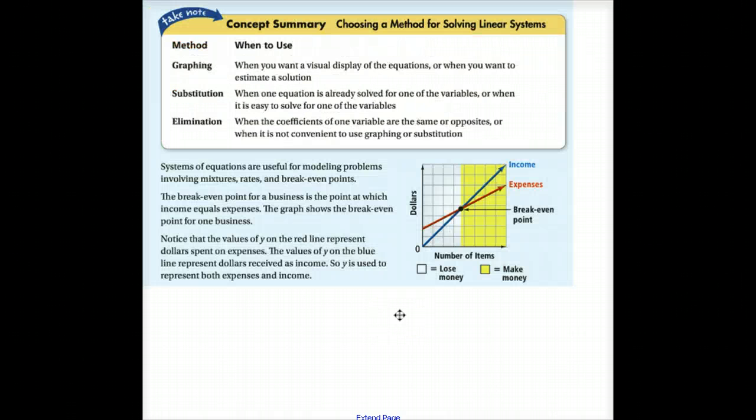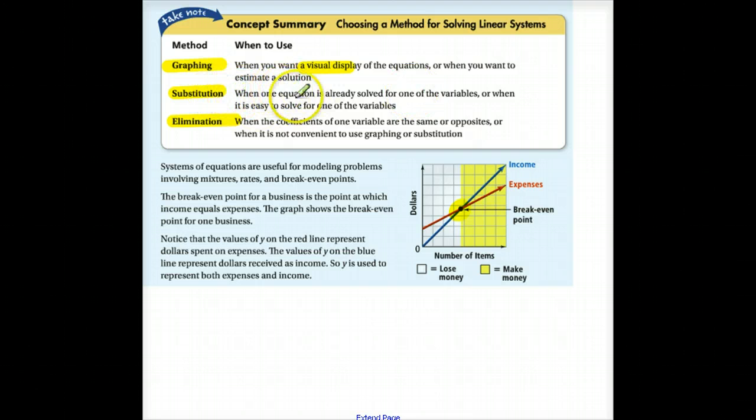So basically, before we begin, our 3 methods, like I already mentioned: graphing, substitution, and elimination. Graphing. You want to use graphing when you need a visual display of the 2 equations and that solution or that intersection point. Also, if you want to estimate the solution, graphing will allow you to do so.